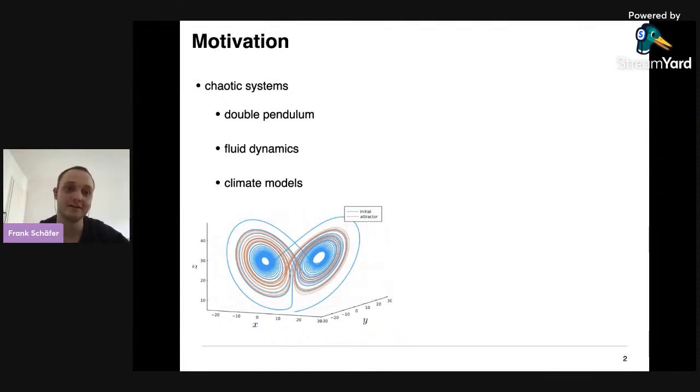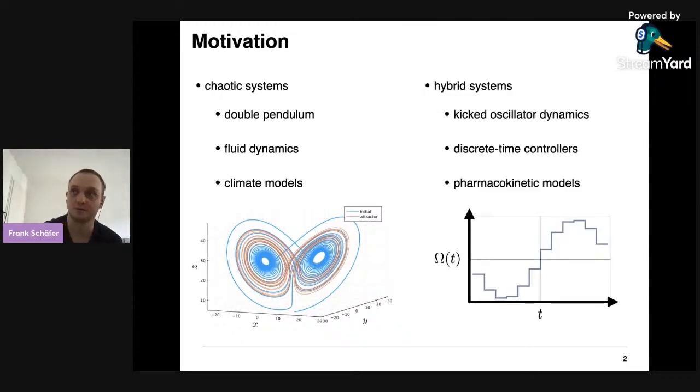You can already see these things in simple systems, such as the classical double pendulum, but also in fields like fluid dynamics or climate models, you can see these chaotic behaviors. In the second part of the talk, we will come to hybrid systems. Those are systems which have some discontinuities in the time evolution. For example, we could have a kicked oscillator, or discrete switching time controllers, or also in pharmacology, one could consider models with some explicit dosing times.